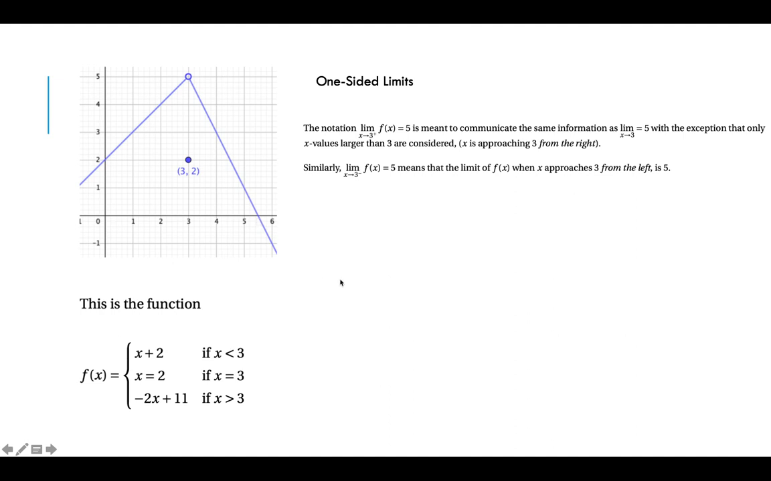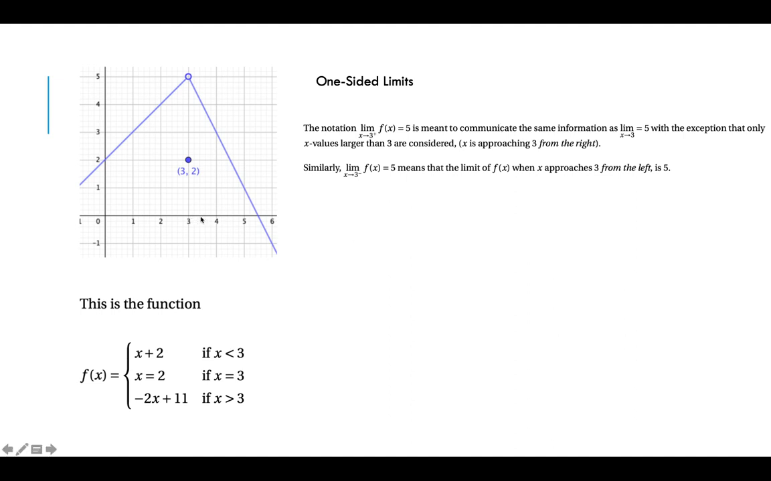All right, so we've talked before kind of about when we were determining the limit, what's happening from the left, what's happening from the right. We're going to formalize that a little bit. There are one-sided limits. The notation, the limit as x approaches 3 with a little plus there of f of x equals 5 is meant to communicate the same information as the limit as x approaches 3 equals 5, with the exception that only x values larger than 3 that are to the right of 3 are considered. So x will be approaching from the right.